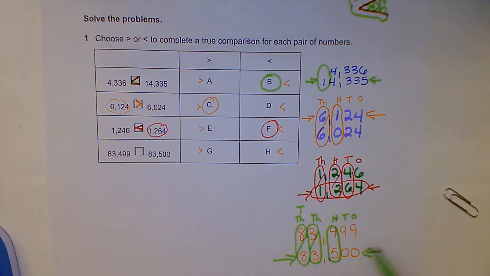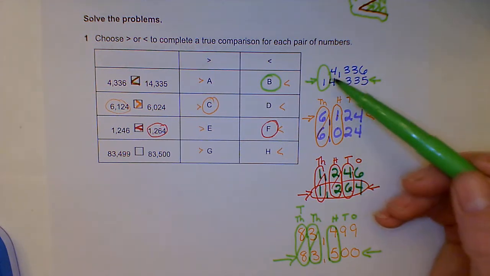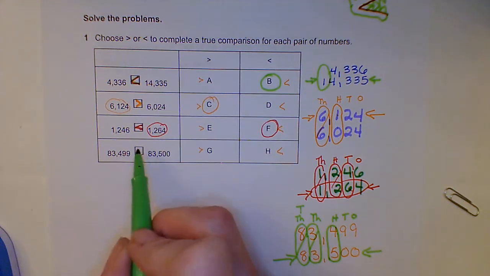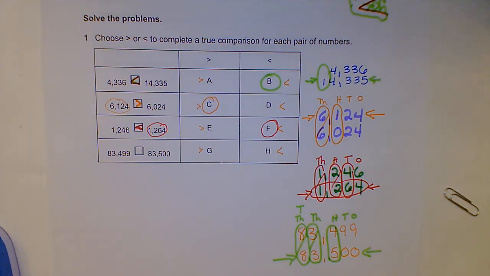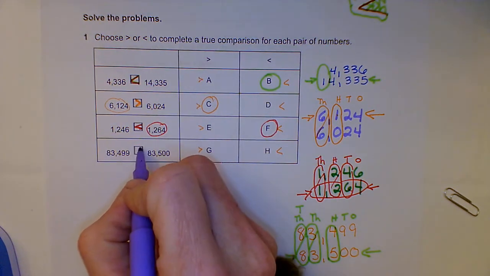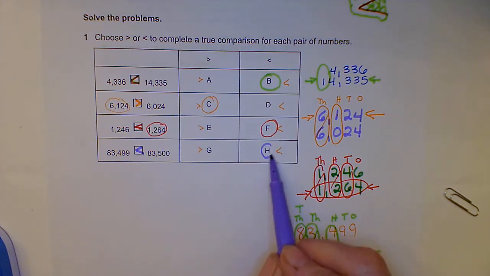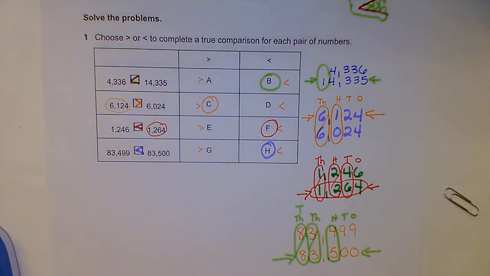Some of you have been drawing circles after that. We don't want to compare the rest of the numbers. Once you find the largest place value with a difference, you're done. So in this case, it was here, it was here, it was there, and for this one, it's right here in the hundreds. So now I just have to show that 83,500 is the bigger number. Ooh, this color doesn't work well. So here we go. And then I have to figure out which one matches, and it matches this one right here. And that's why we would circle that one.